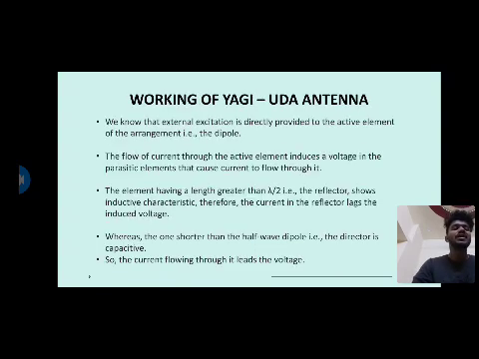Working of Yagi antenna. We know that the external excitation is directly provided to the active element of the arrangement, i.e. the dipole. The flow of current through the active element induces a voltage in the parasitic elements that causes current to flow through them. The element having a length greater than lambda by 2, i.e. the reflector, shows inductive characteristics. Therefore, the current in the reflector lags the induced voltage, whereas the element shorter than the half wave dipole, i.e. the director, is capacitive. So the current flowing through it leads the voltage.